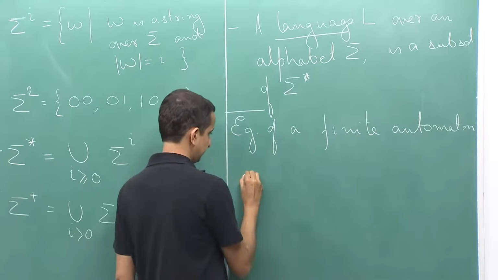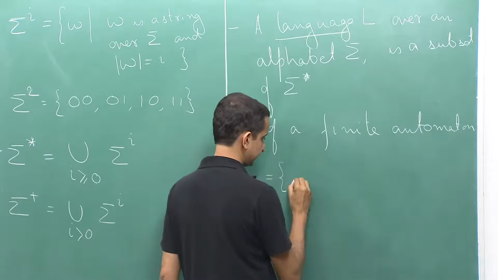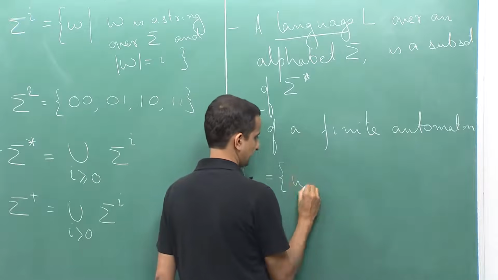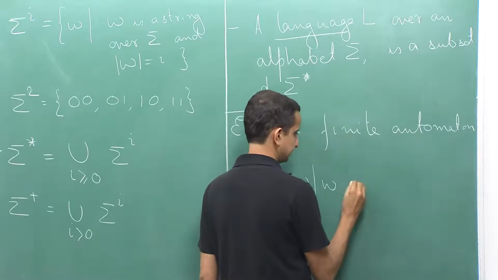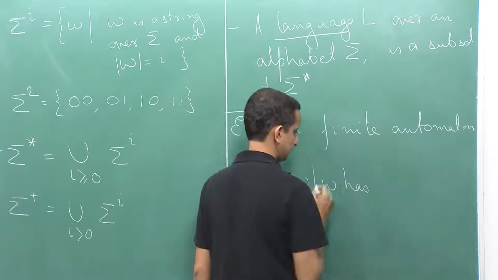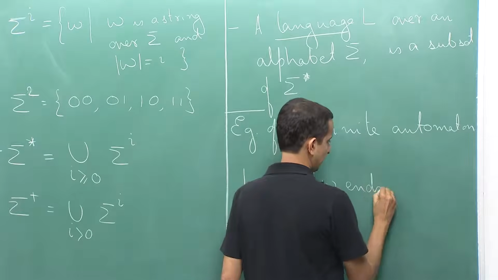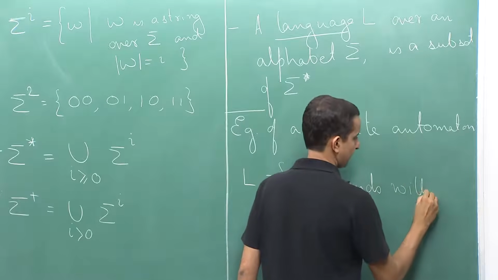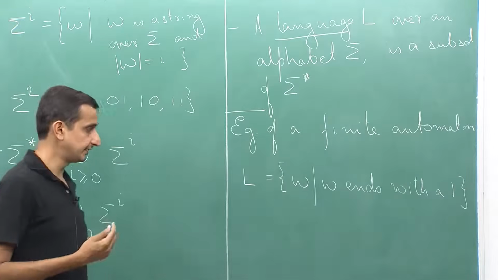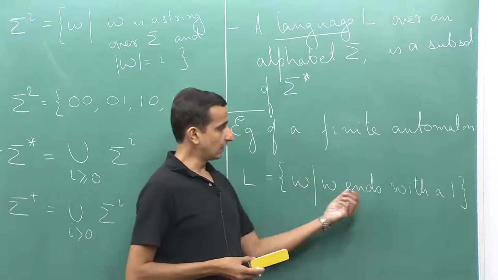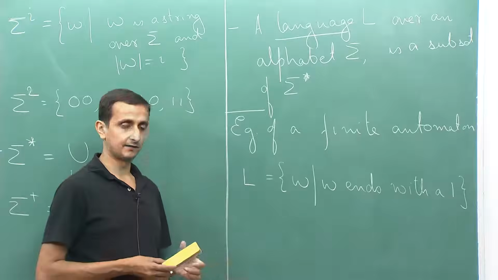So, consider the language L, which consists of all strings W such that W ends with a 1. Okay. So, all strings that end with a 1. So how can we give a finite automata that accepts all strings that are in this language?